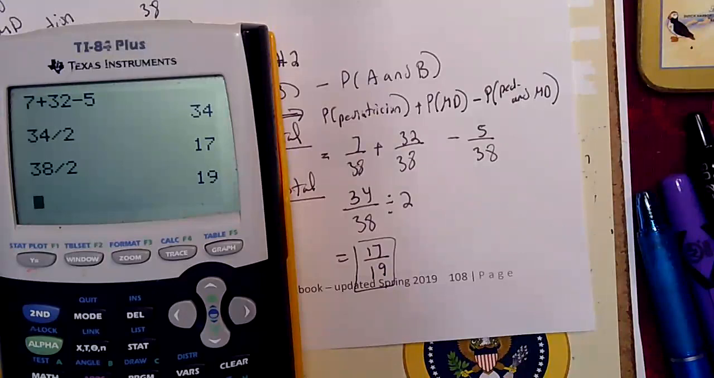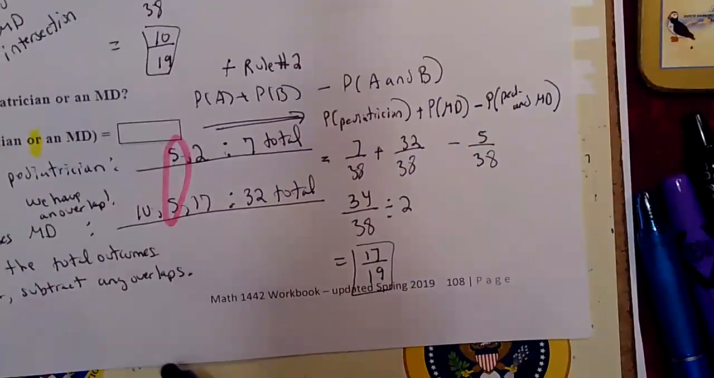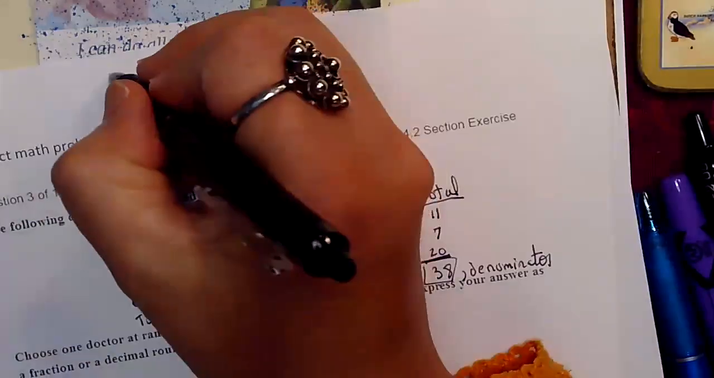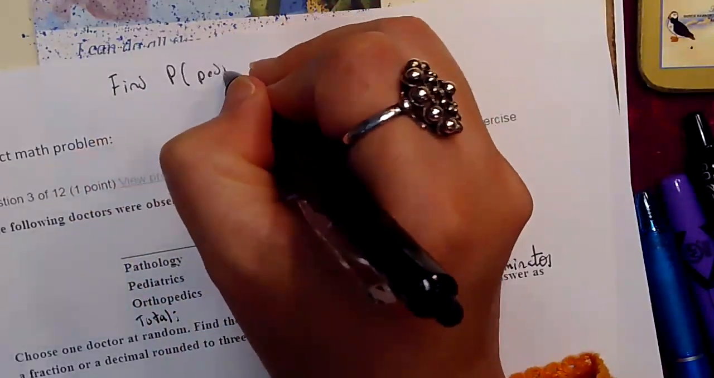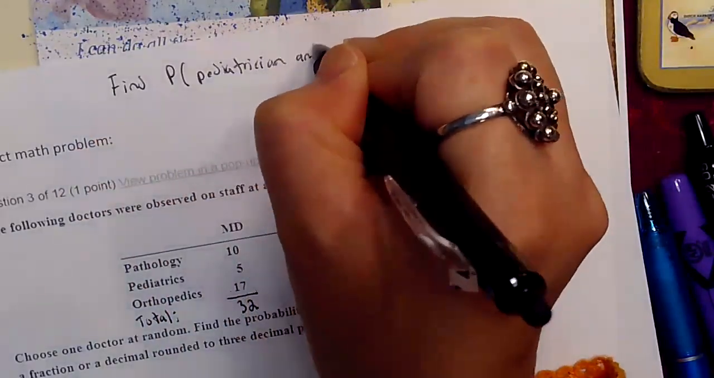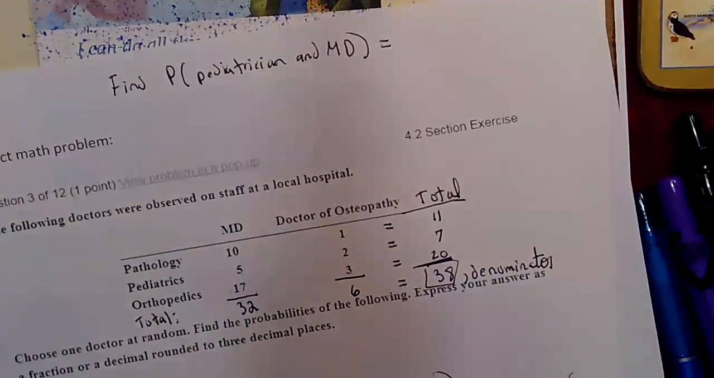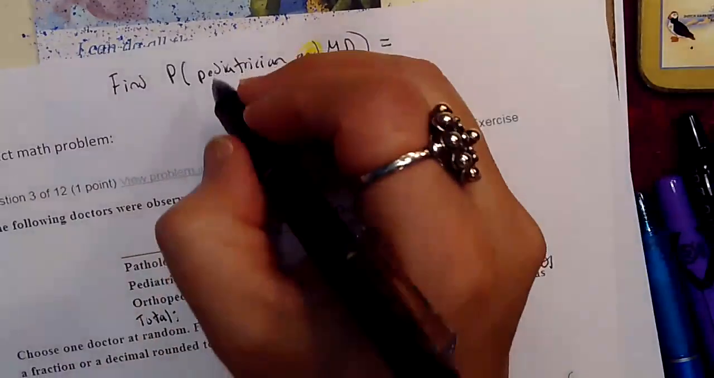Now, if we were to change this problem to an "and," if we were to do this problem over, and find the probability of the pediatrician and the MD, and this time it's an "and." So what happens on the "and" is you just sum the overlaps.